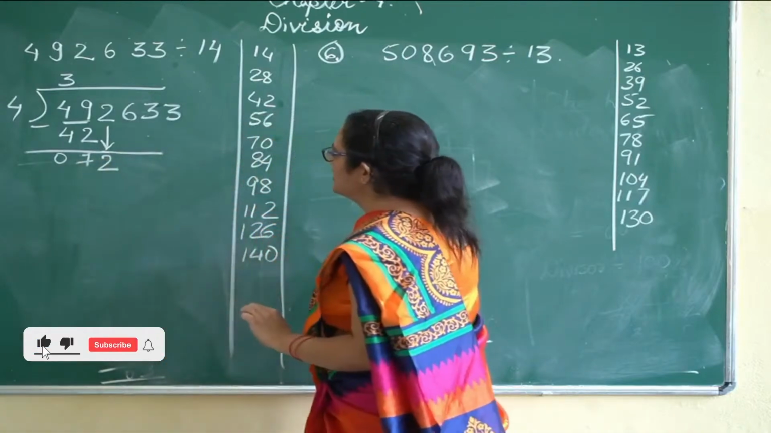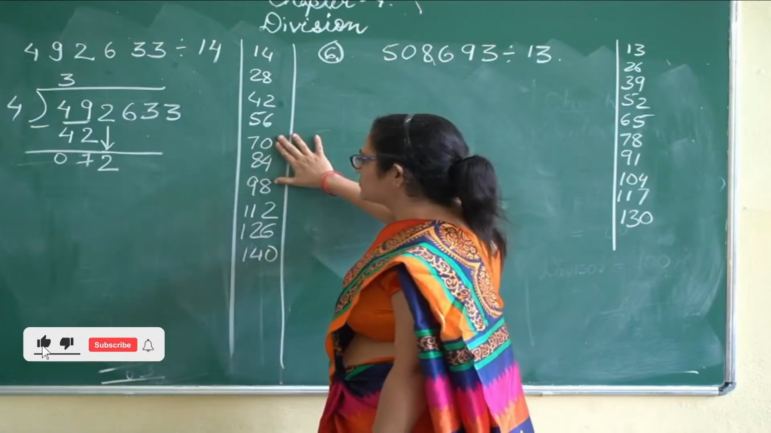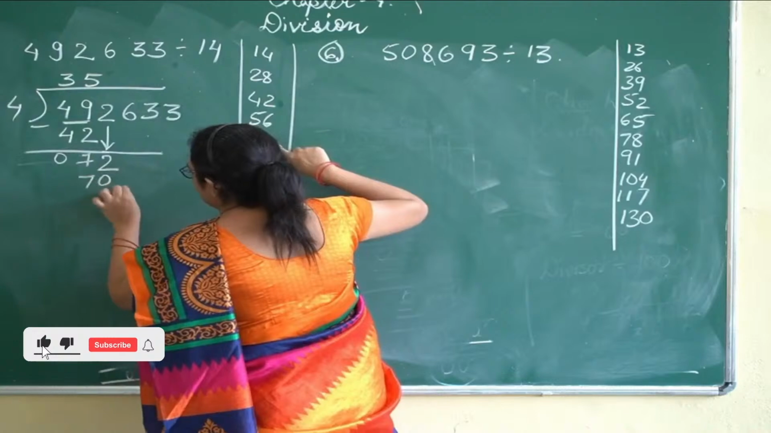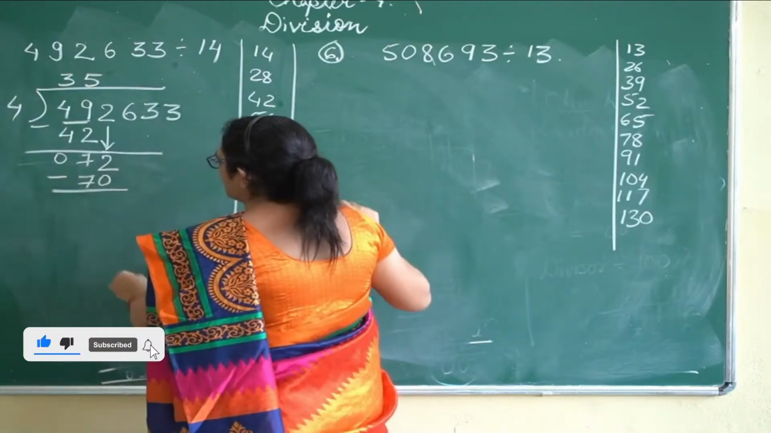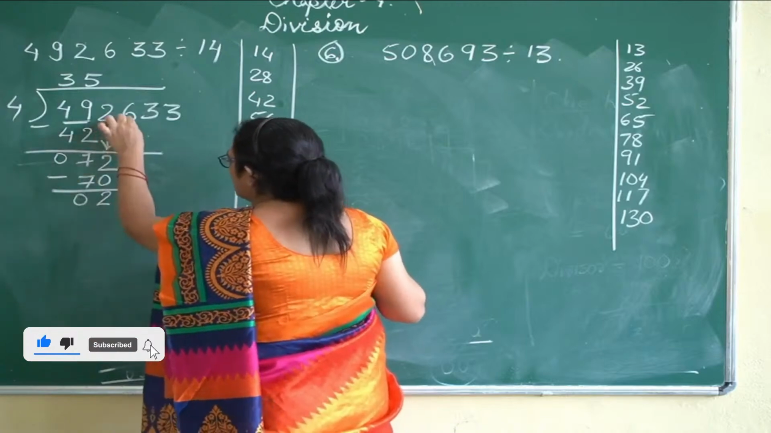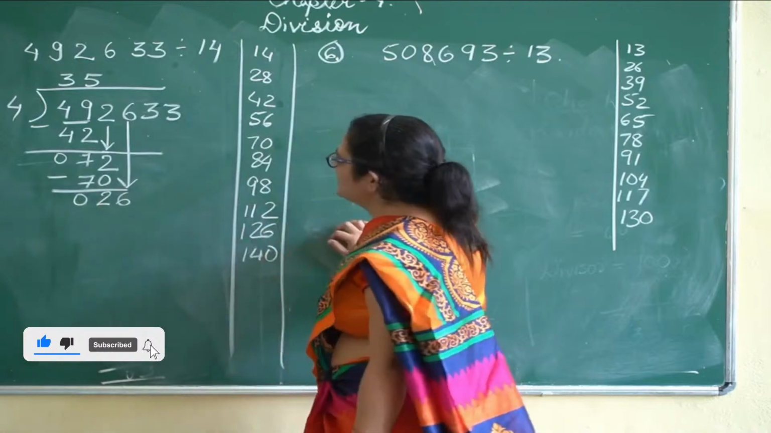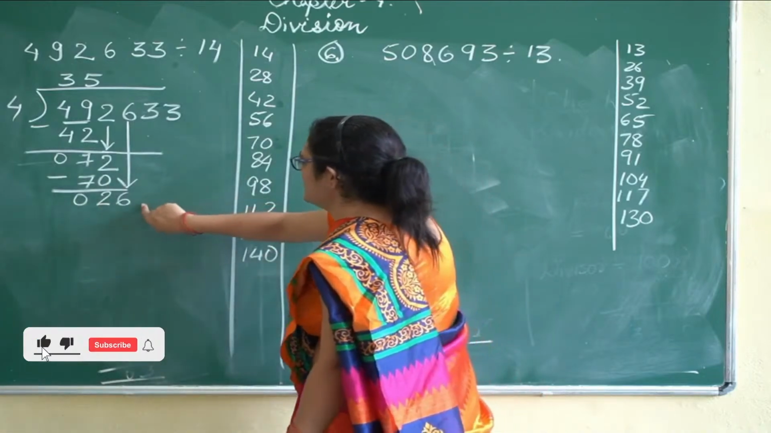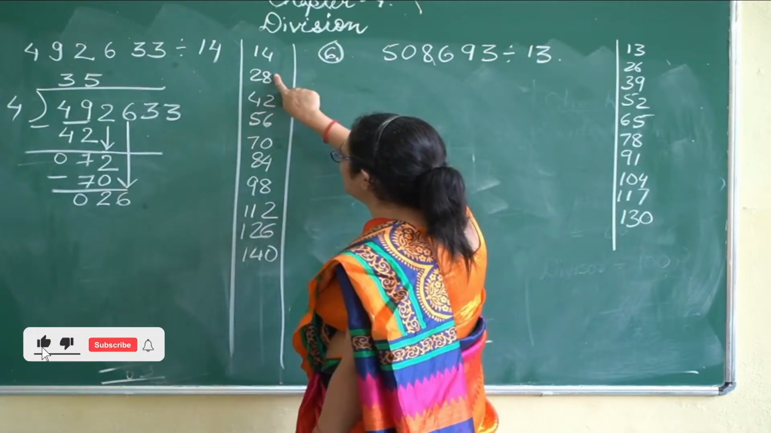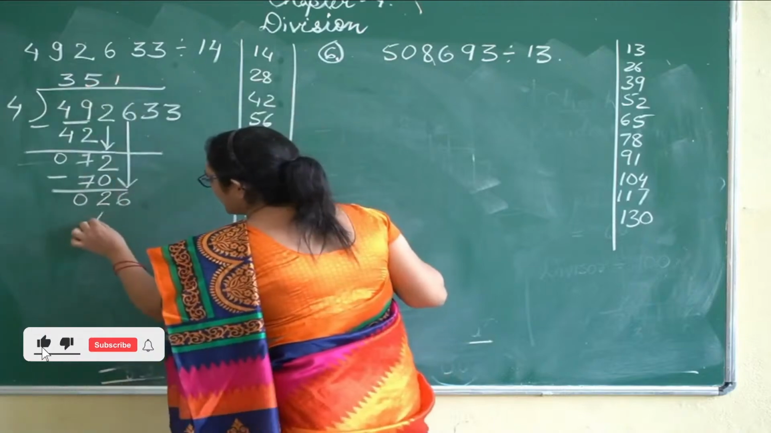That is 2. In the table of 14, is 72 there? No. What is smaller than 72? 70. 14 5s are 70. Now what will we do? Subtract: 2 minus 0 is 2, 7 minus 7 is 0. What next? After subtraction, bring the next number down. Now we will see, in the table of 14, is 26 there? If it is not there, we will write the smaller number. 26 is not there. Smaller than 26 is what? 14. So 14 ones are 14.